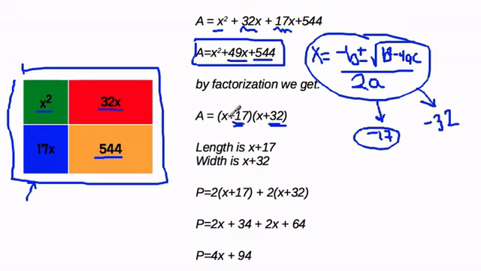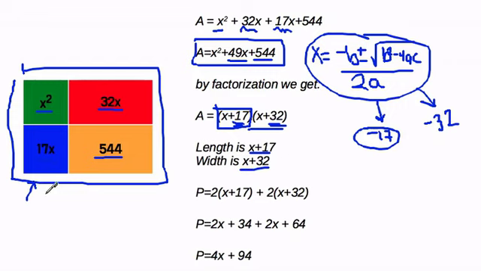Anyways, this factor represents the length, and the other one represents the width, or vice versa, however you want to see them. At the end, for our perimeter, it's going to be the same. So it's going to be x plus 17, it's one of them, and the other one is going to be x plus 32.